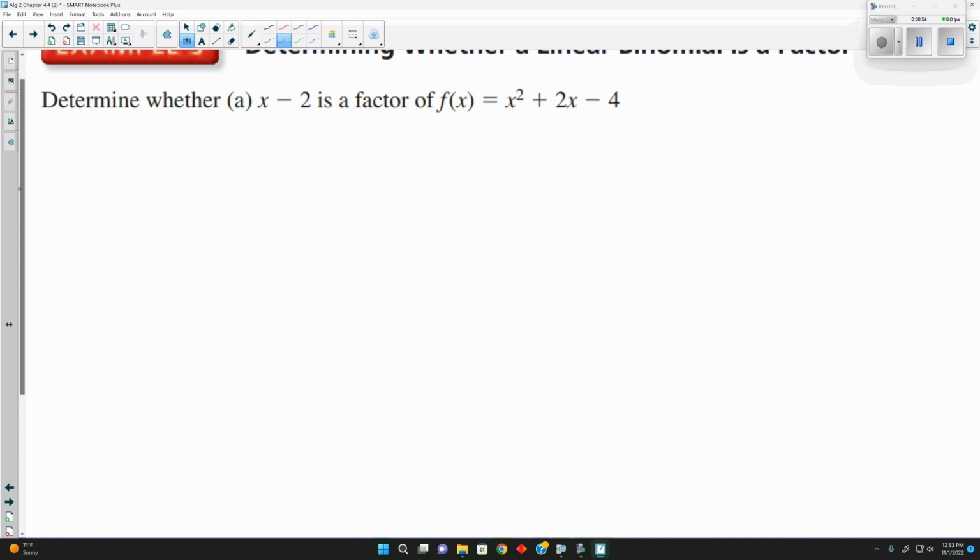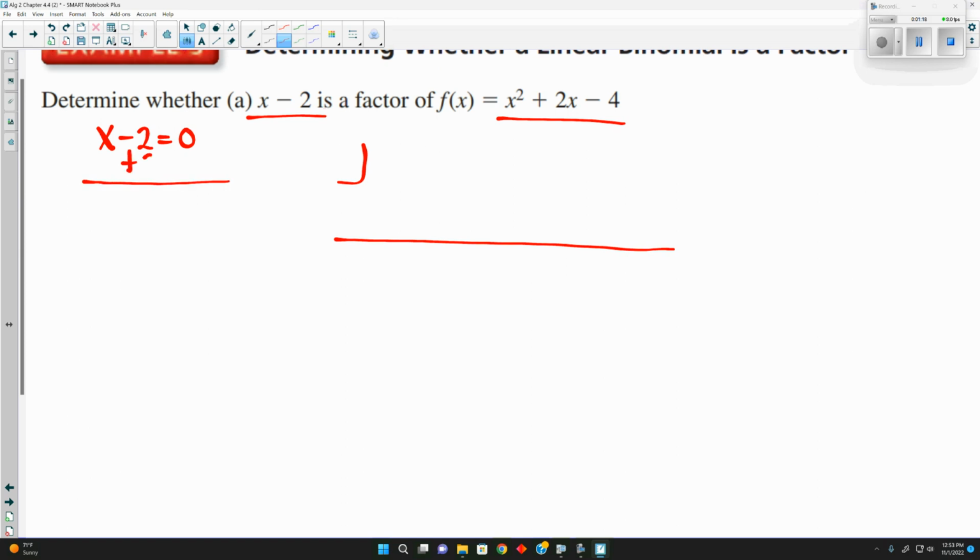So if we divide this polynomial, x squared plus 2x minus 4, by x minus 2, and get a remainder of 0, it means that this is a factor. So we can do this with synthetic division. So when you set x minus 2 equal to 0, to get our number that goes inside the cubbyhole, the first thing we can do is add 2 to both sides, telling us x is equal to 2.